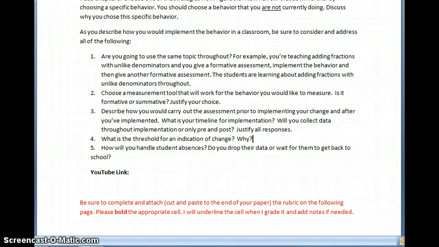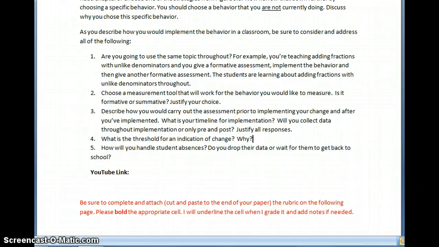So before you do that instructional change, are you going to do a pre-test? Or are you going to give them a summative assessment on one topic and then do your instructional strategy and give them another summative assessment on a different topic? I want you to think about how would you carry that out, and what is your timeline? How long would you do this? Would you do it for a week, 2 weeks, a month? How long would you want to carry this out before you assess to see if it's working?